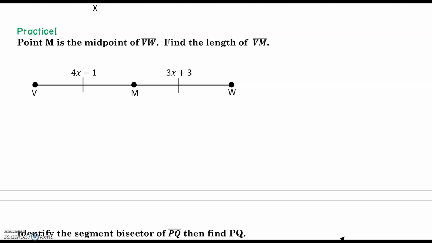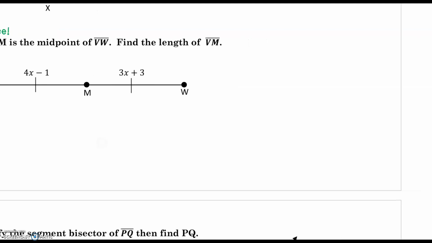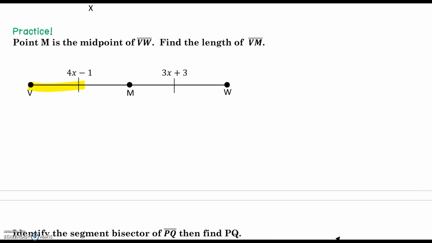So here we know point M is the midpoint of segment VW, and we want to find the length of segment VM. So this is the length we are trying to find. Because M is the midpoint, we know that VM and MW are equal. So we can set these expressions equal and solve for x. So we know 4x minus 1 must be equal to 3x plus 3. So we're going to use our algebra skills to solve for x here.